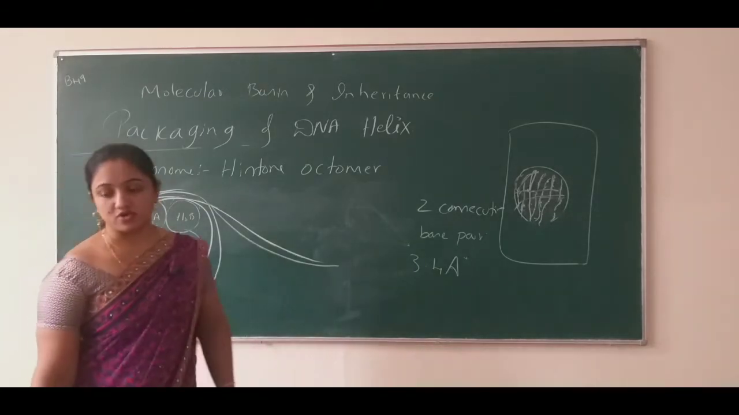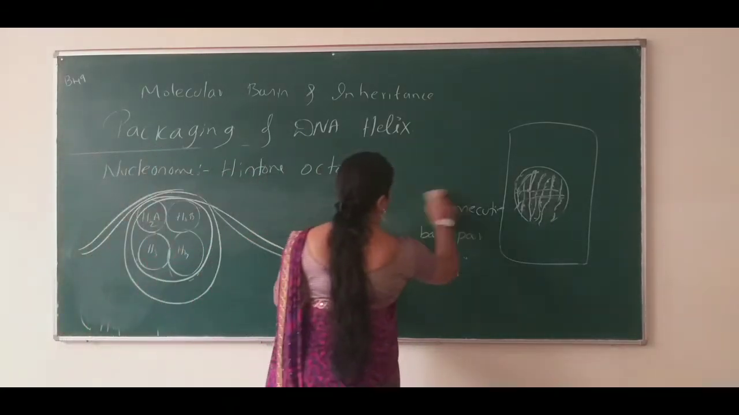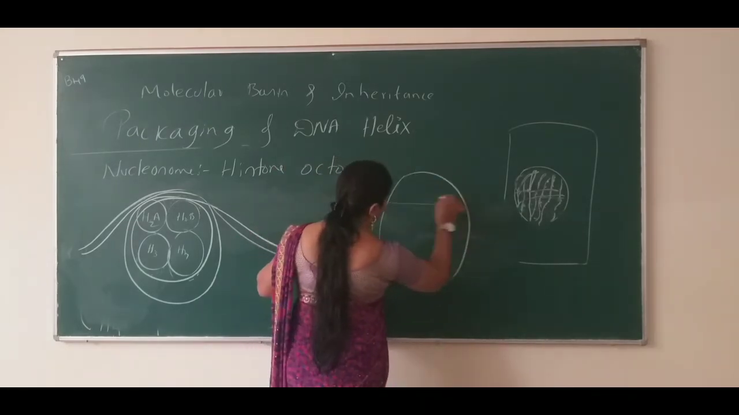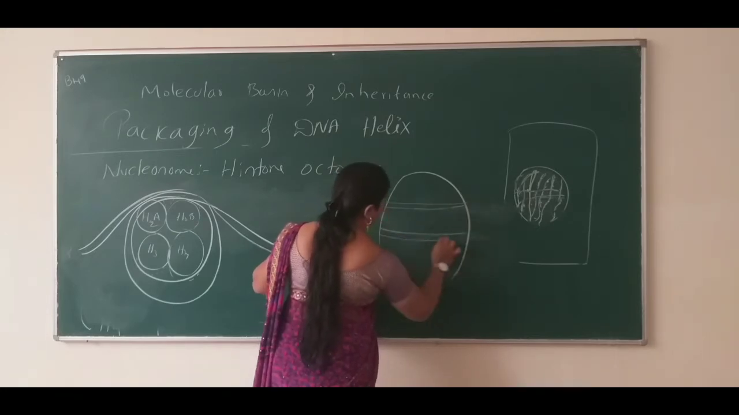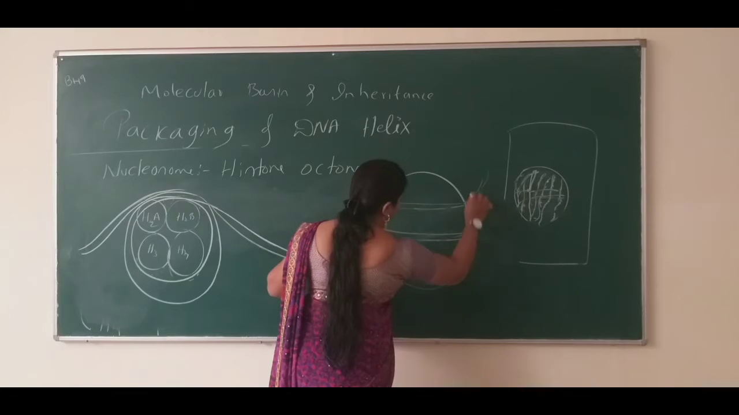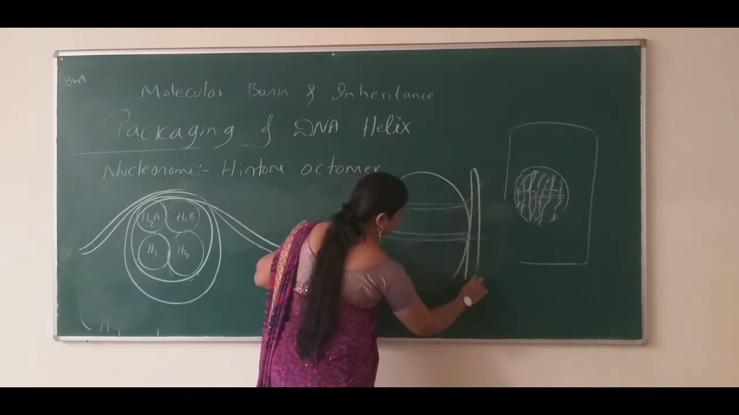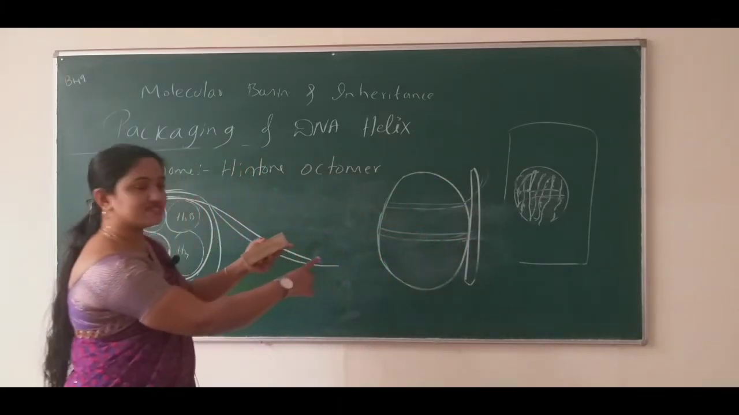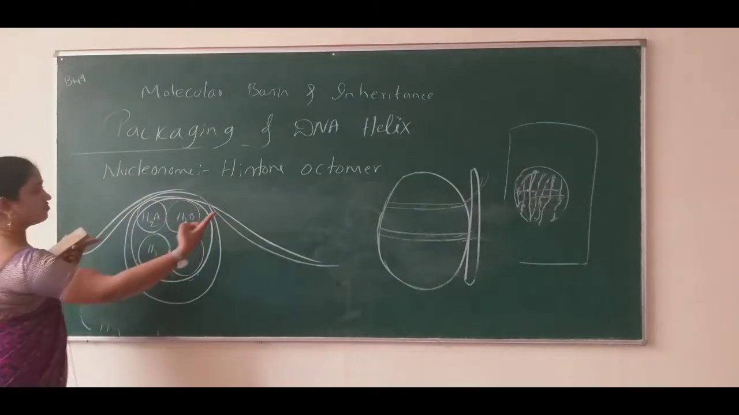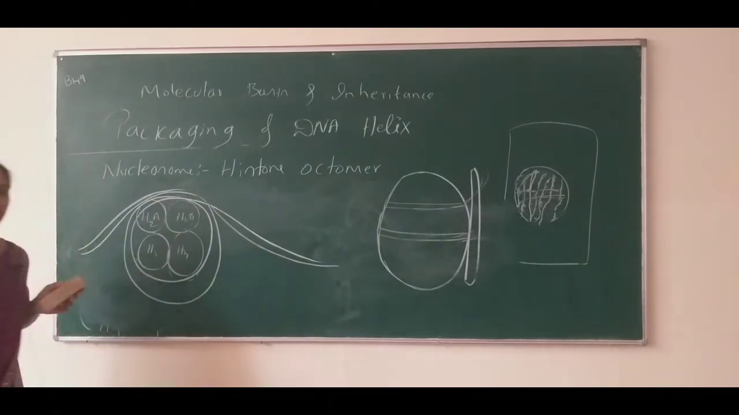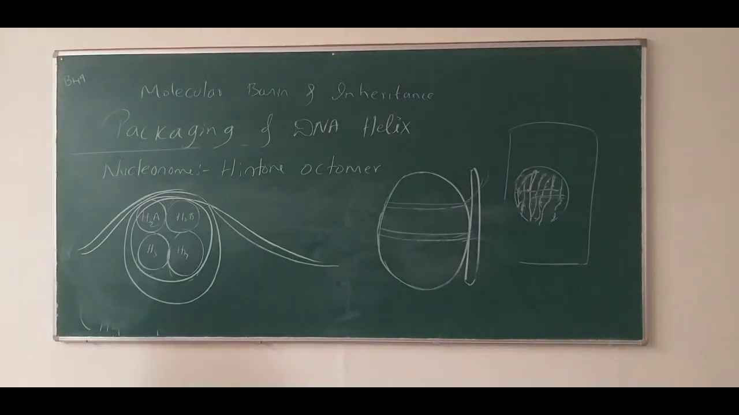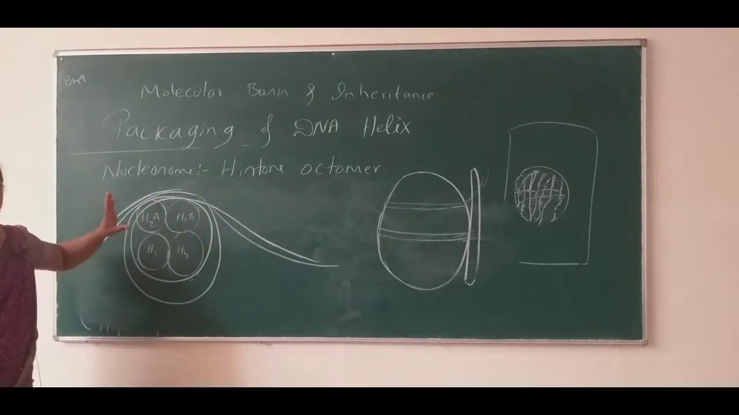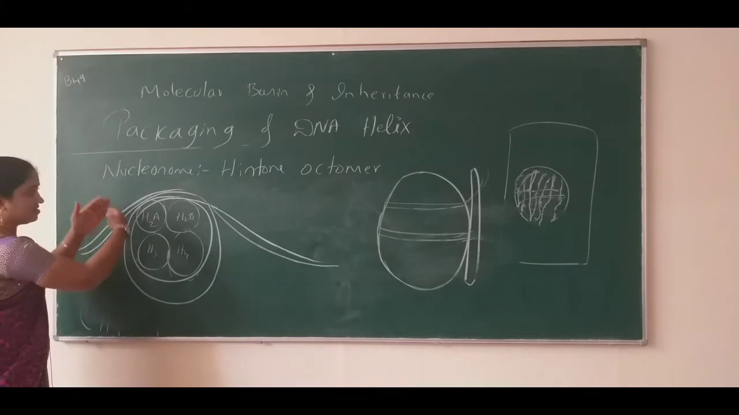In your book they have given the diagram like this. They have drawn one molecule and taken the DNA strands like this, and given one structure beside the histone octamer like this. I'll explain this diagram also. Before explaining that structure, let me explain by drawing this diagram, because in this diagram we can easily identify what is actually going on in the nucleosome.